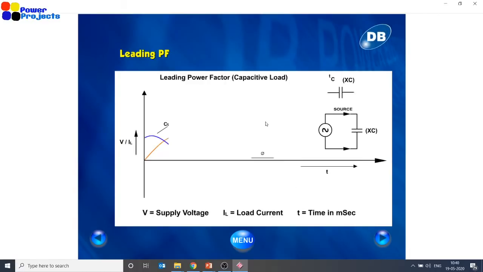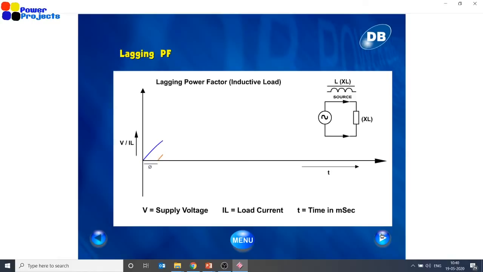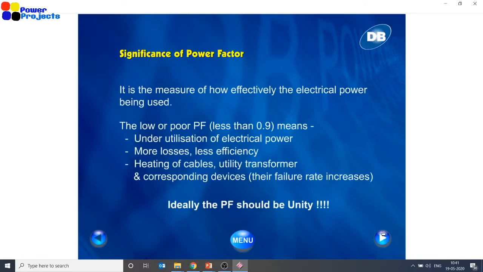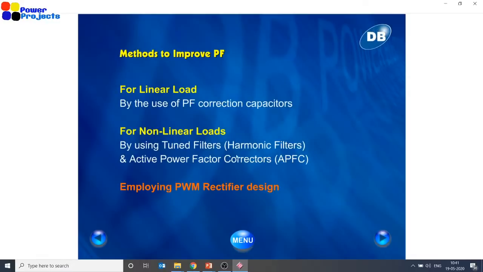So all your RLC loads, resistance, inductance, capacitance, all are linear loads. They may be leading power factor or lagging power factor. Right, this is a pure inductance, so current lags the voltage by 90 degrees. And non-linear loads, that load draws a current shape which is not the same as the applied voltage. So any power electronic device or arc furnace, all are non-linear loads. And how to calculate the power factor?